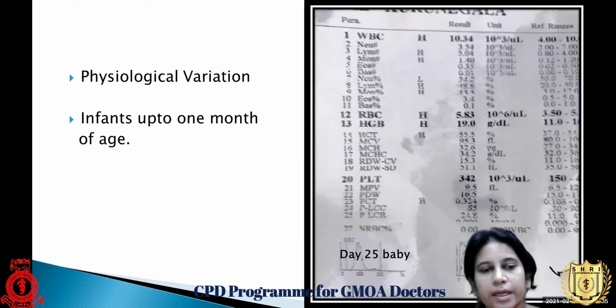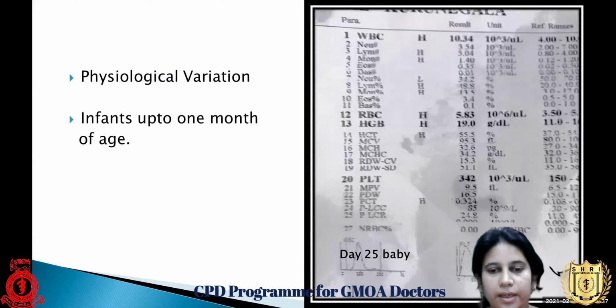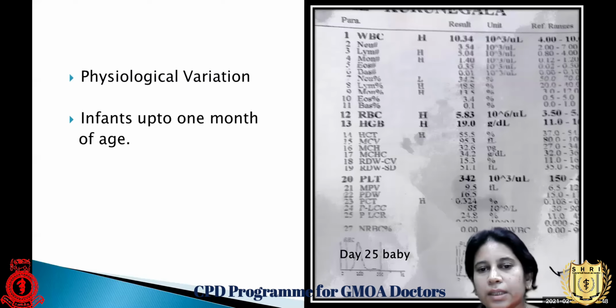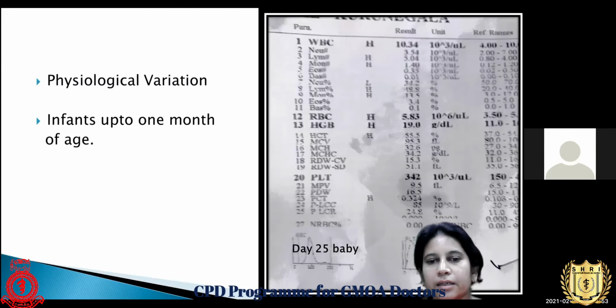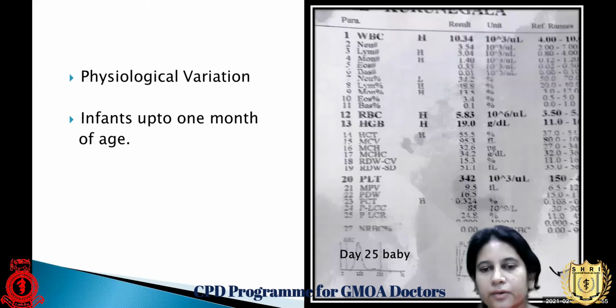And there's another common physiological variation. Infants up to the age of 1 month have a very high level of hemoglobin. This is a report from a day 25 baby. Can you see the WBC absolute count 10,340, neutrophil 3,000, lymphocyte close to 5,000, which is normal for that age. And moving to the RBC 5.83, which is high, hemoglobin 19, which is high, but that is normal for that age group.